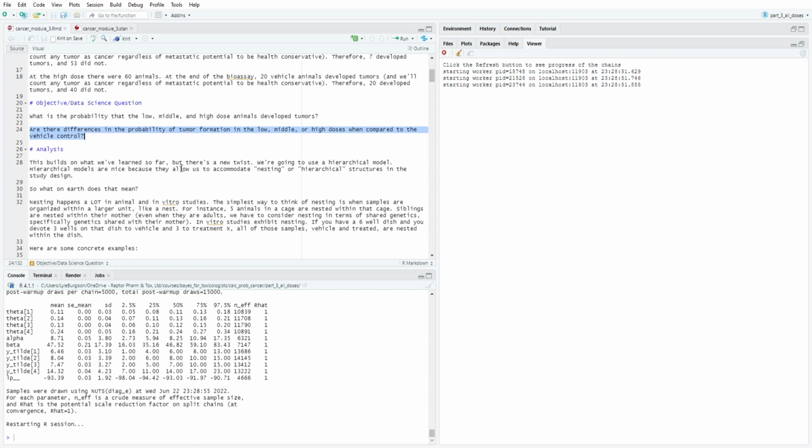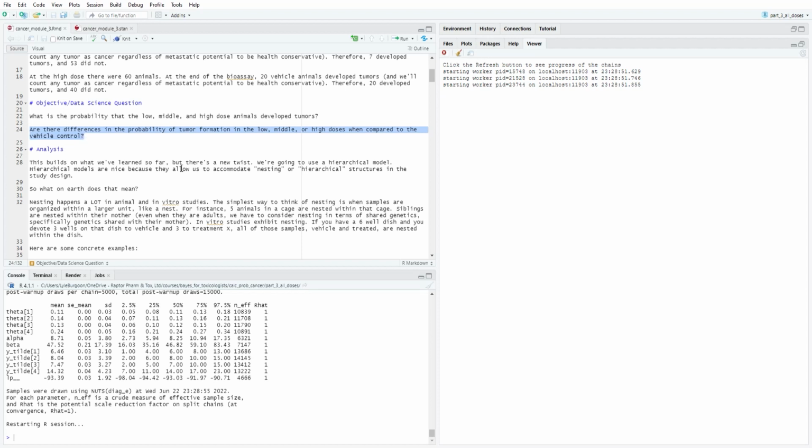Now, folks doing in vitro studies, you're not safe from this. In fact, most in vitro studies have tons of nesting. And this isn't really a subject that's talked about much in vitro. Same thing in ecology. So in vitro, I've got bad news for you. If you have a 6-well dish and you devote 3 wells in that dish to vehicle and 3 to treatment, it's very convenient. That's really good.